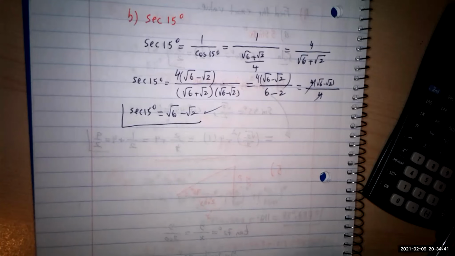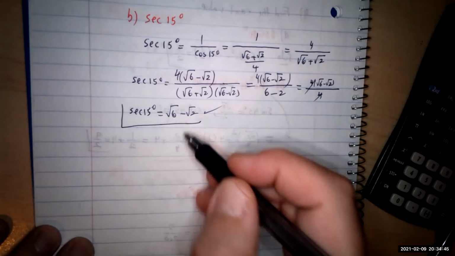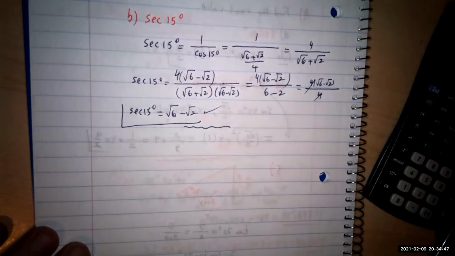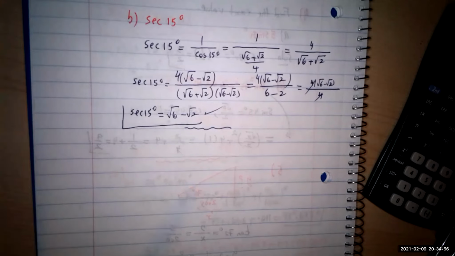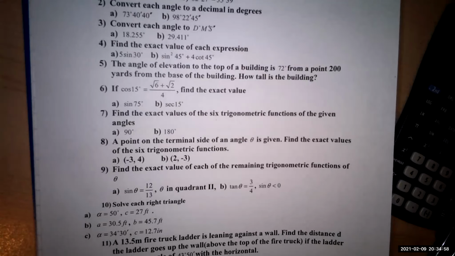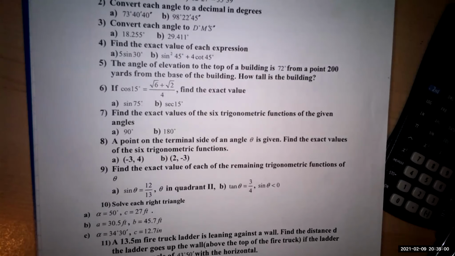Any question? We get to cofunctions later. We don't need it now. So let's get to number 7, the one that we teach. We want to find the exact value of the 6 trigonometric functions of 90 degrees and 180 degrees. I did the 90 degrees. I did both of them in your notes.